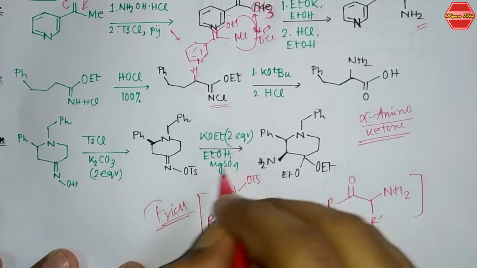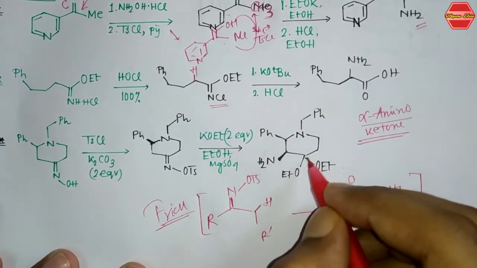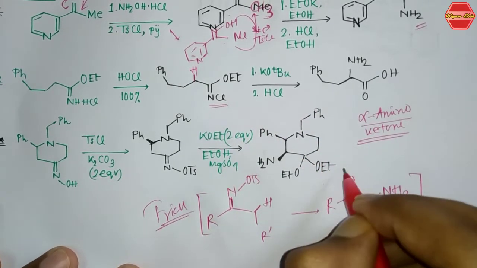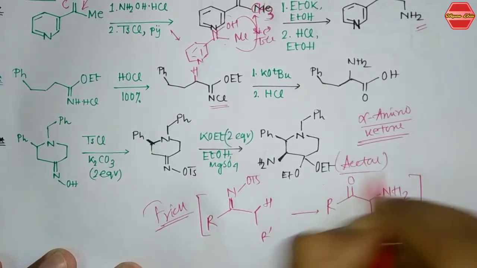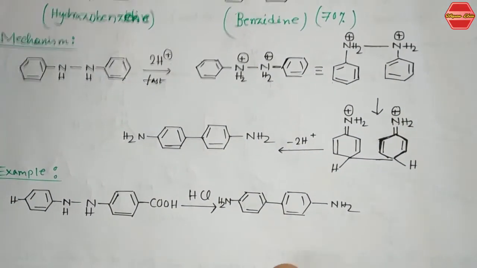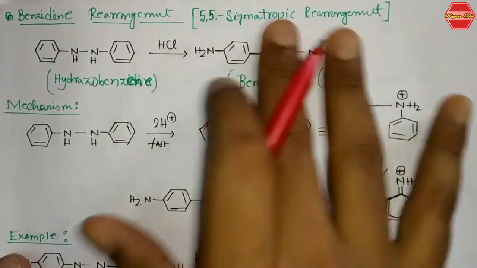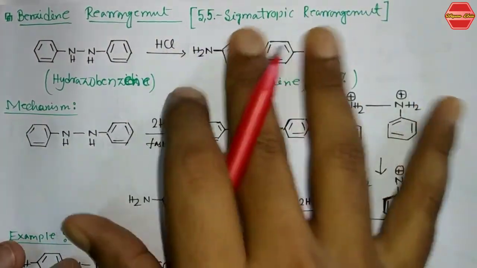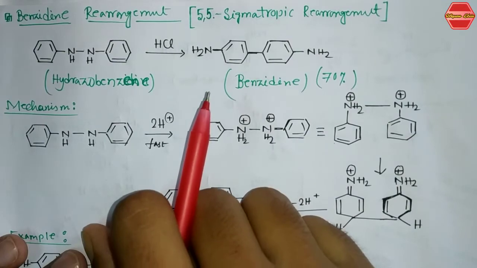But when you are using ethanol in excess, this double bond O will be further protected as an acetal. So this is your acetal formation, right? So this is all about the Neber rearrangement. Now let's move on to the next topic, that is the benzidine rearrangement, or it is called the 5,5 sigmatropic rearrangement. So this is very much important for the reaction, right?